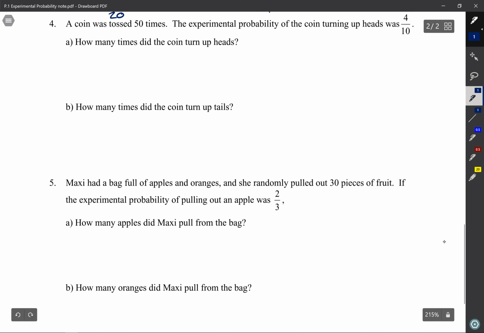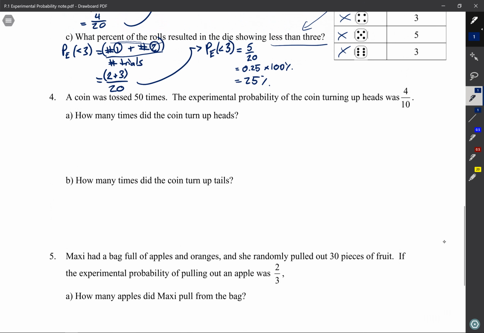So look here, we have 2 more examples to go over. Here a coin is tossed 50 times. The experimental probability of the coin turning up heads was 4 over 10. How many times did the coin turn up heads? So here we have a different kind of question, but we'll solve it using the same formula. The only difference is we have a different unknown. Previously our unknown was the experimental probability, but this time we're given that.